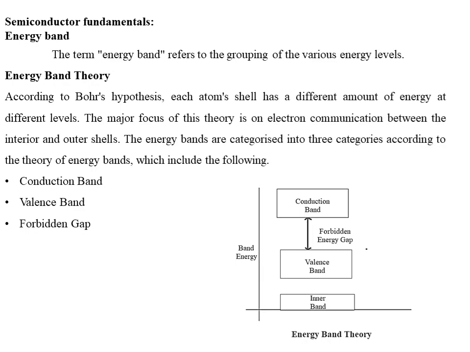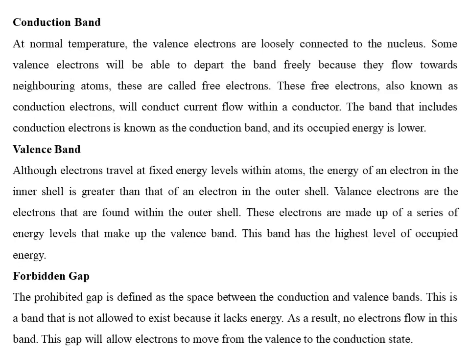Semiconductor fundamentals. Energy band. The term energy band refers to the grouping of the various energy levels. Energy band theory. According to Bohr's hypothesis, each atom shell has a different amount of energy at different levels. The major focus of this theory is on electron communication between the inner and outer shells. The energy bands are categorized into three categories according to the theory of energy band, which includes the following: conduction band, valence band, forbidden gap.